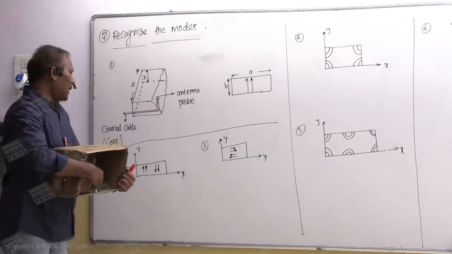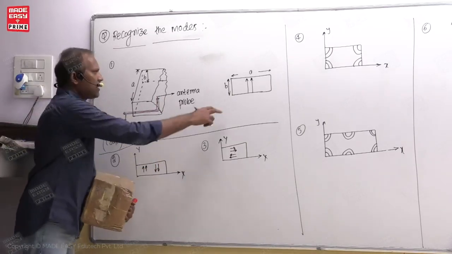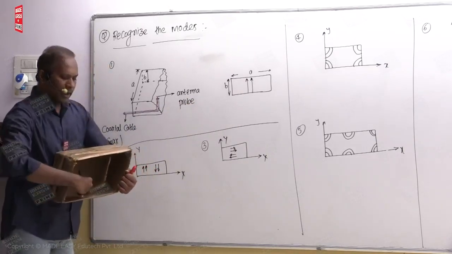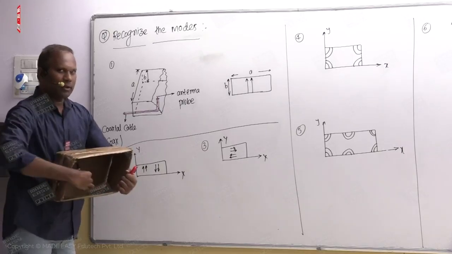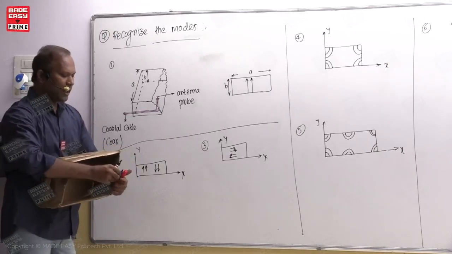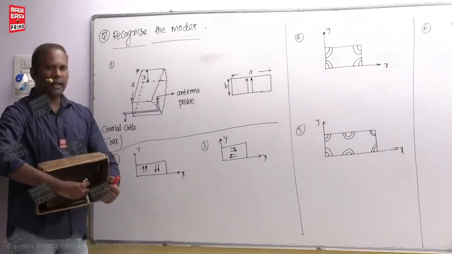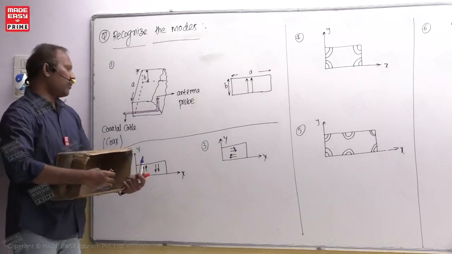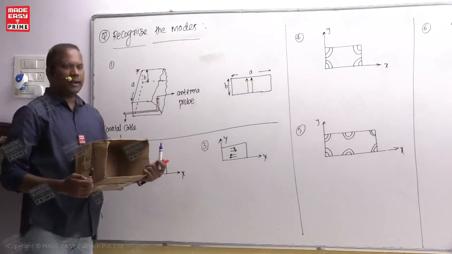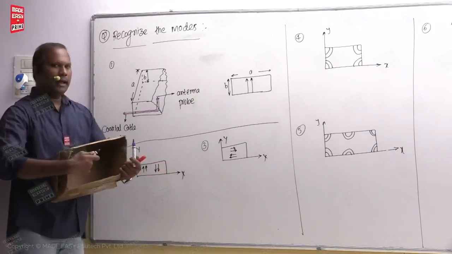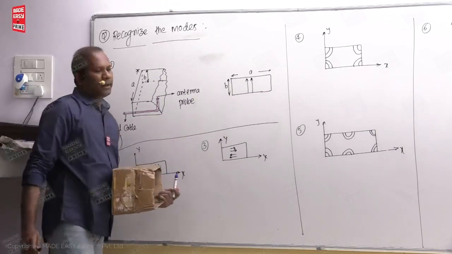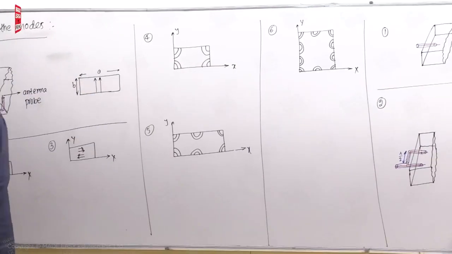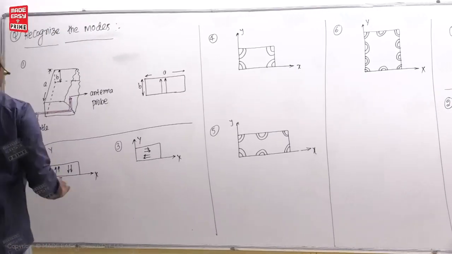Okay, and this is a TE10 mode. If you want the TE20 mode, you put one probe here and a second probe here, and that becomes a TE20 mode. If you insert the probe in this side wall, then it becomes a TE01 mode, like that.